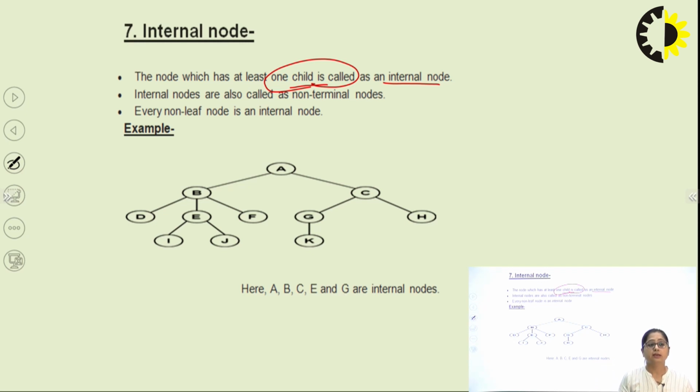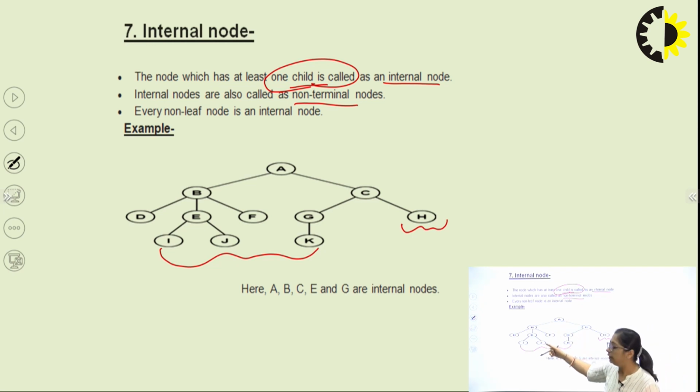Internal nodes are also called non-terminal nodes. These are the terminal nodes which don't have any child. That means the path stops here. If you move from A to K, you have to stop here. No further path is there. If you move from A to G, no further path is there, because this is the child of E. It is not a parent of anybody. So these are the external nodes, or we can say the terminal nodes.